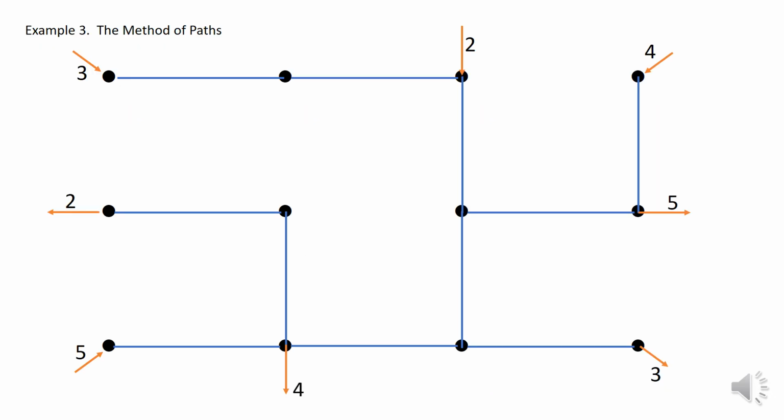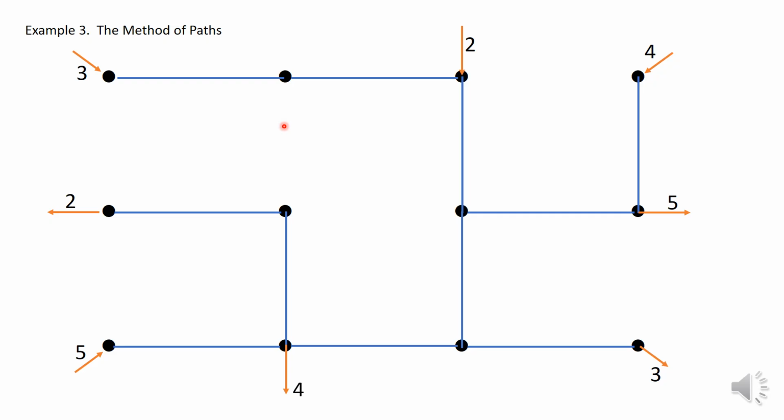Let's go to example 3. You can verify that this network has a tree form. You can verify it's connected, there are no cycles. You can also verify that it's a balanced set of flows. You can verify that the flows entering add up to the total flow leaving the network.